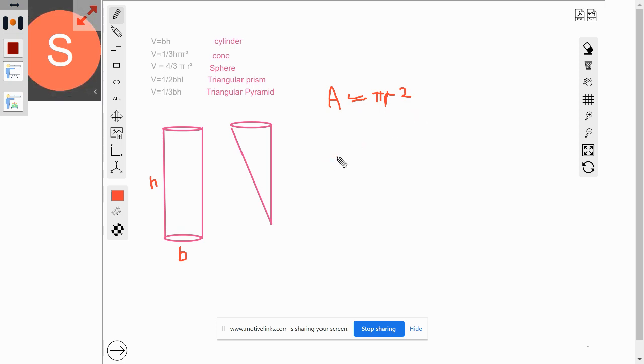So right here, just for reference, we can write B equals A of the circle. So basically the base is pi r squared, if you guys kind of get it. So let's talk about the radius.